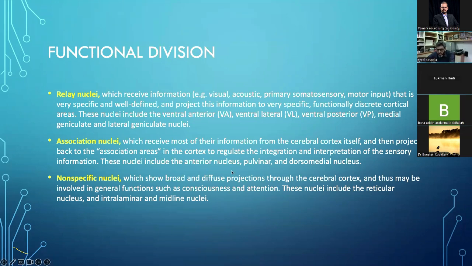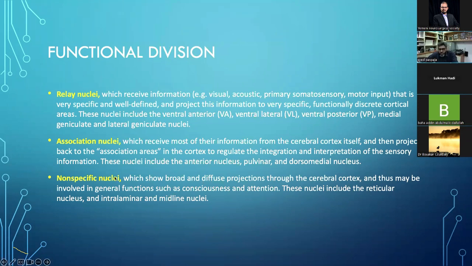The association nuclei are mainly the anterior nucleus, the pulvinar, and the dorsomedial nucleus. They receive information from the cerebral cortex, and they send information to the association areas like the prefrontal areas, the association areas in the temporal lobe, and visual areas.